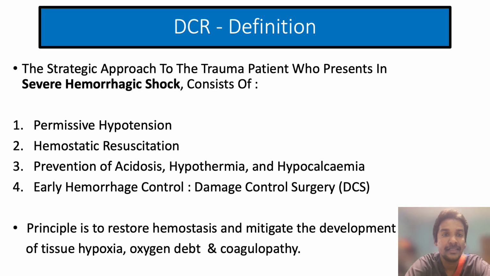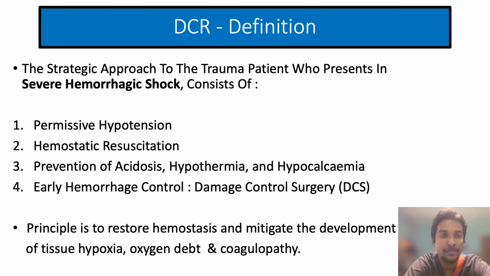DCR is a strategic approach to the trauma patient who presents in severe hemorrhagic shock. It consists of four main components. The first component is permissive hypotension, whereby hypotension is temporarily allowed to prioritize coagulation over perfusion until hemostasis is achieved. The second component is hemostatic resuscitation, characterized by early blood product administration and also hemostatic adjunct.